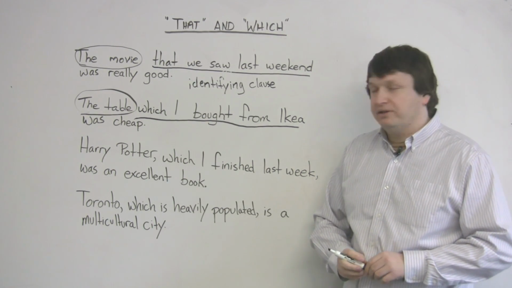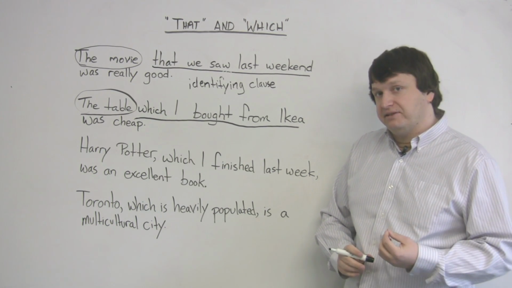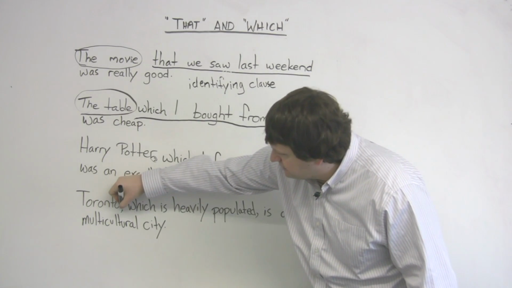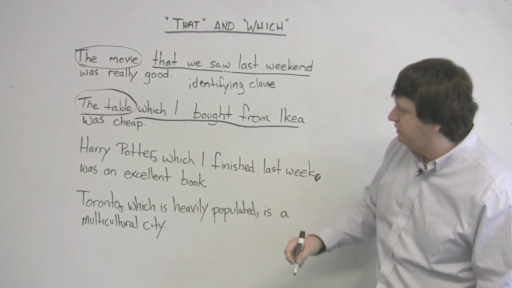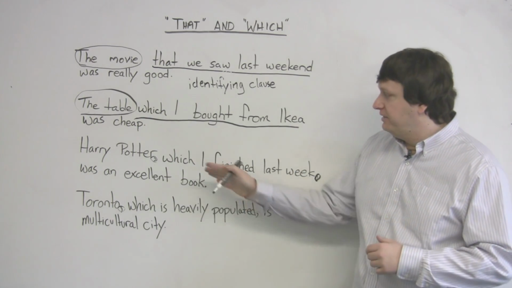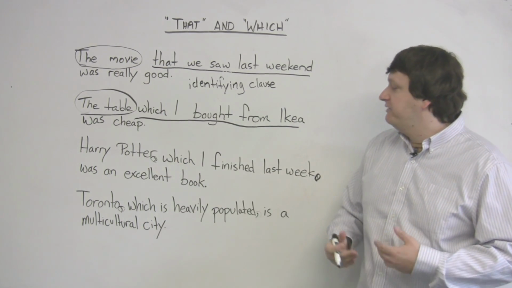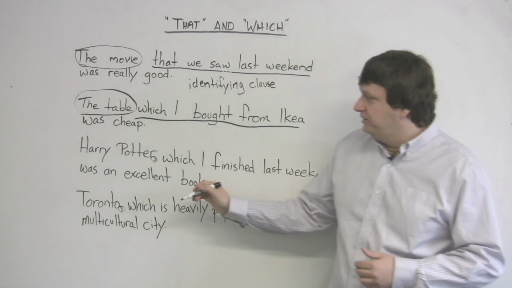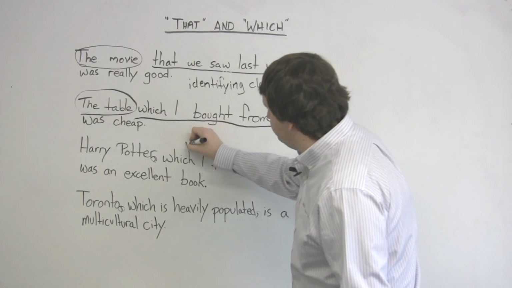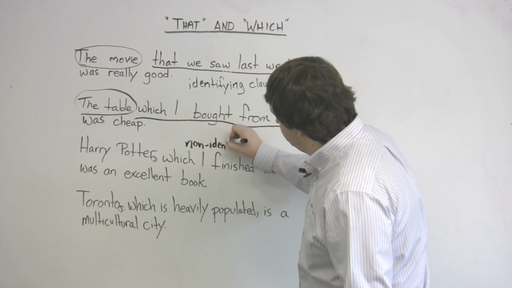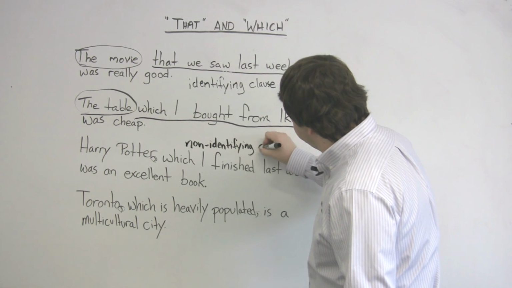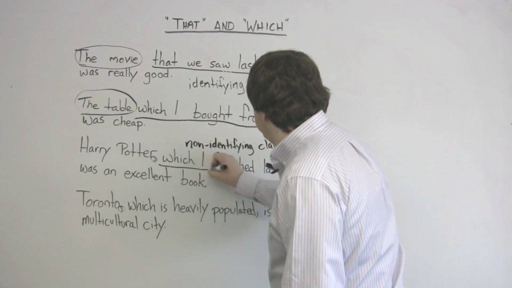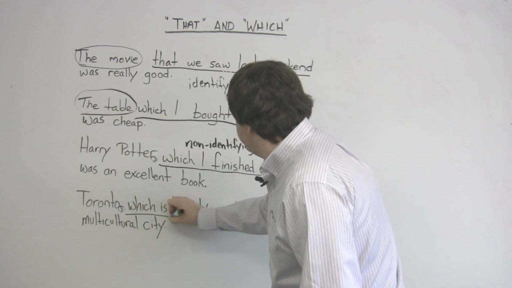In these next 2 sentences, what you'll notice, first of all, is that we're not using that, okay? So first we have a comma here, and we have a comma here. And next sentence we have a comma here, and we have a comma here. So if you watch the previous lesson, you will know that these 2 sentences, for example, Harry Potter, which I finished last week, was an excellent book, and Toronto, which is heavily populated, is a multicultural city. These are non-identifying clauses. So let's write that on the board. And now let's underline the non-identifying clauses. And we're going to talk about why these are non-identifying clauses.